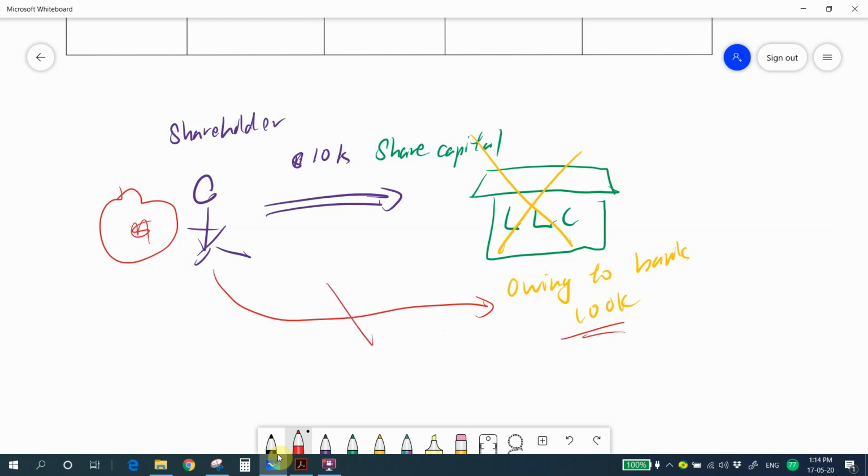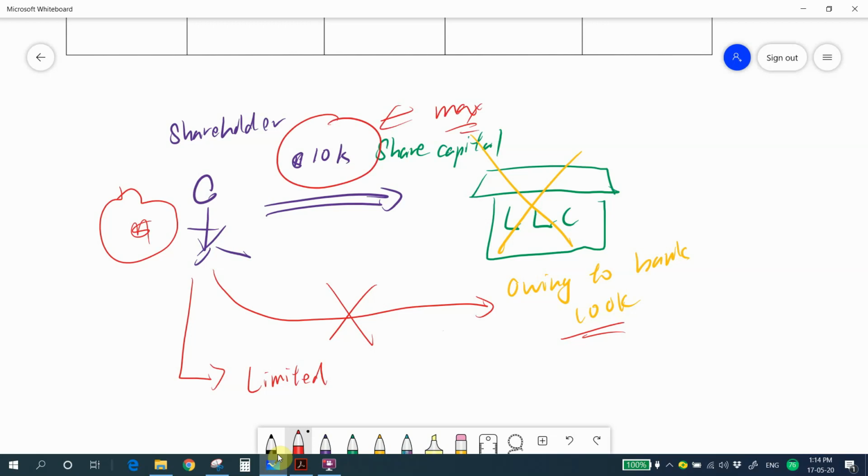The answer is no. Because under limited liability company, the shareholders' liability is limited. Limited to how much? The share capital they invest. Let's say the share capital that this shareholder invested, 10k, is all gone, all used to pay the debt. So this will be the maximum loss for the shareholder. The shareholder is not required to use his own money to pay off the debts.